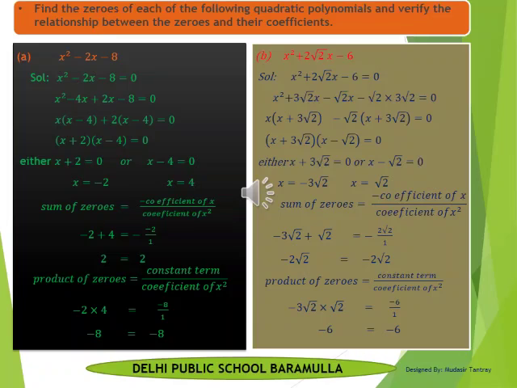Find the zeros of each of the following quadratic polynomials and verify the relationship between the zeros and their coefficients. Part A. x^2 - 2x - 8. Solution. How will we find the zeros? We have to use the factorization method.